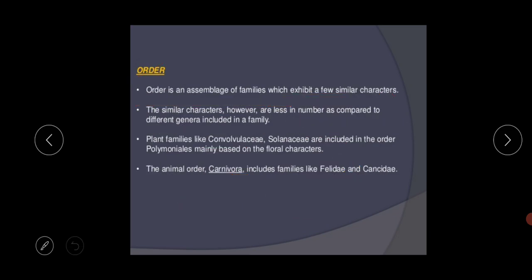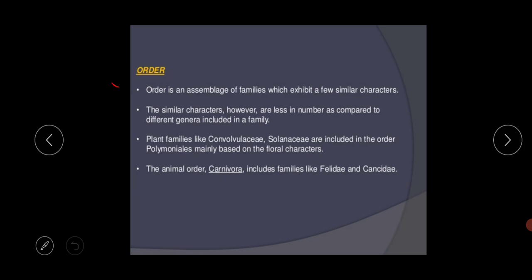Next thing is the order. So what is the meaning of the order? It is actually the taxonomic category having one or more related families that possess some similar correlated characters, which are lesser in number as compared to correlated characters of genera of a family.